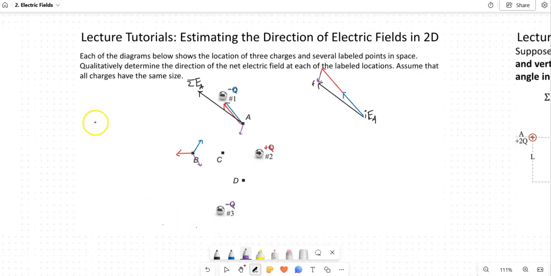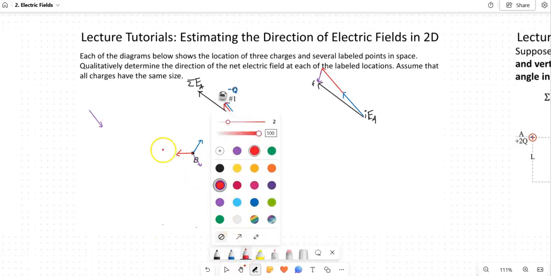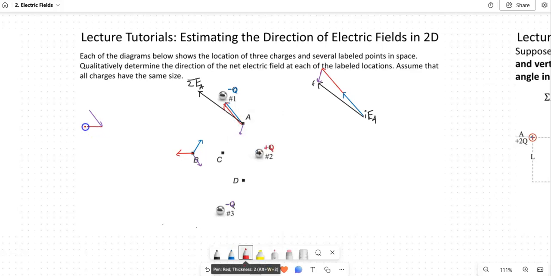Just because I'm on purple, I'm going to start with that one. Going to go down and to the right. And then let's do B, straight over to the left. All these vectors should be the same size. And then blue is going to be up and to the right.